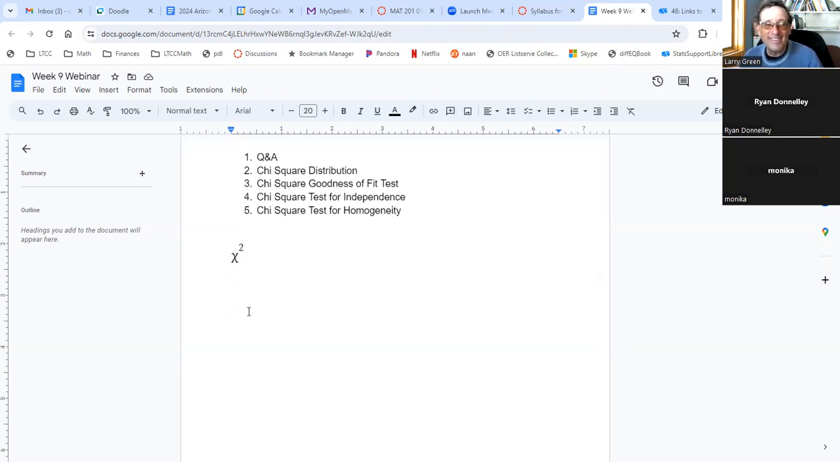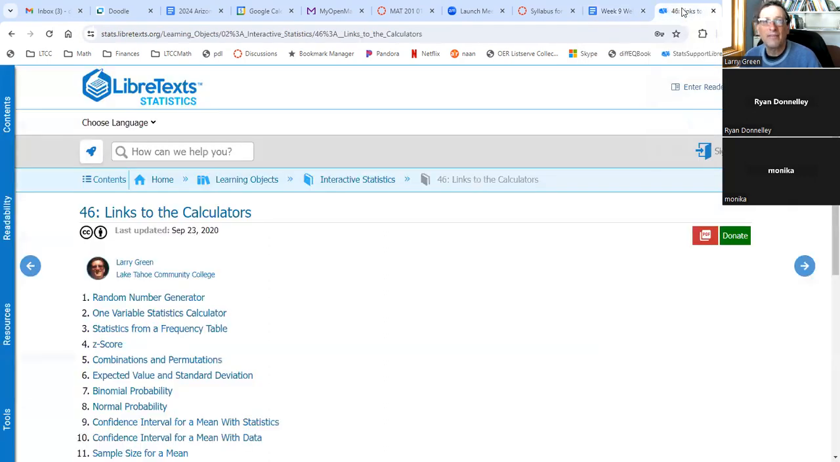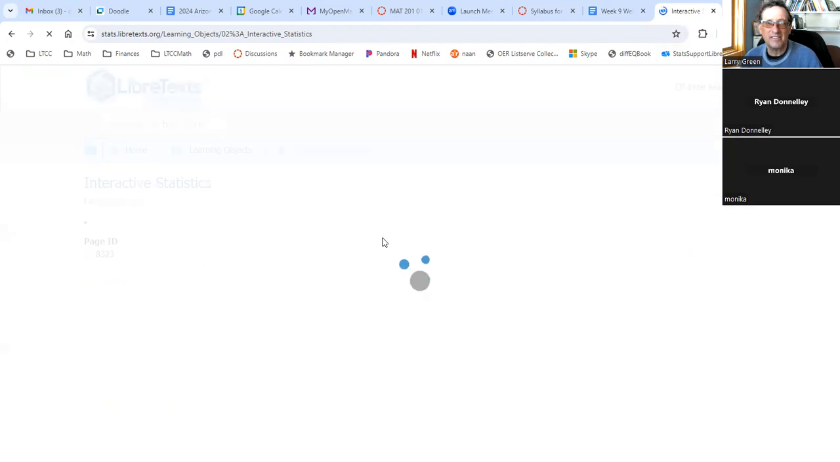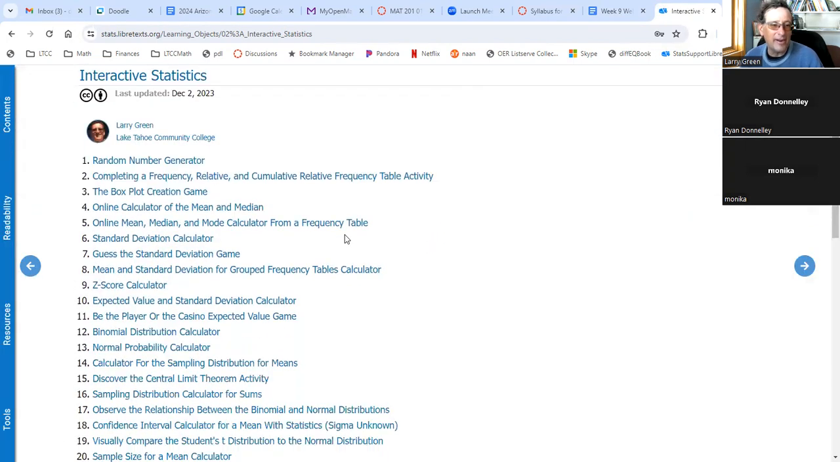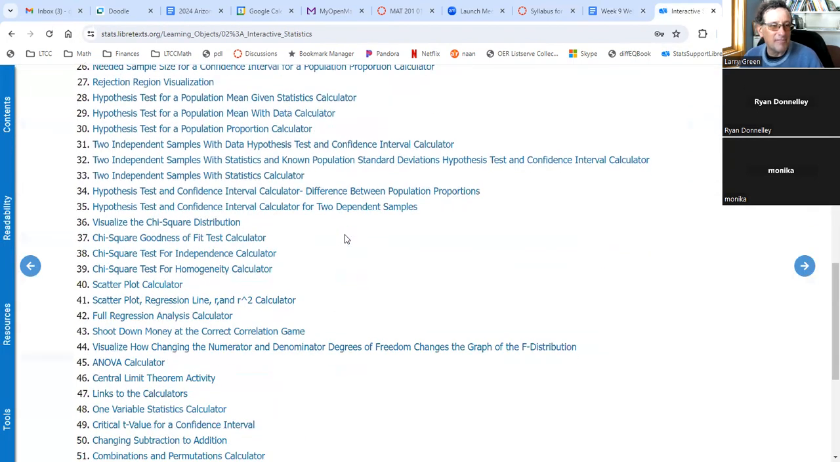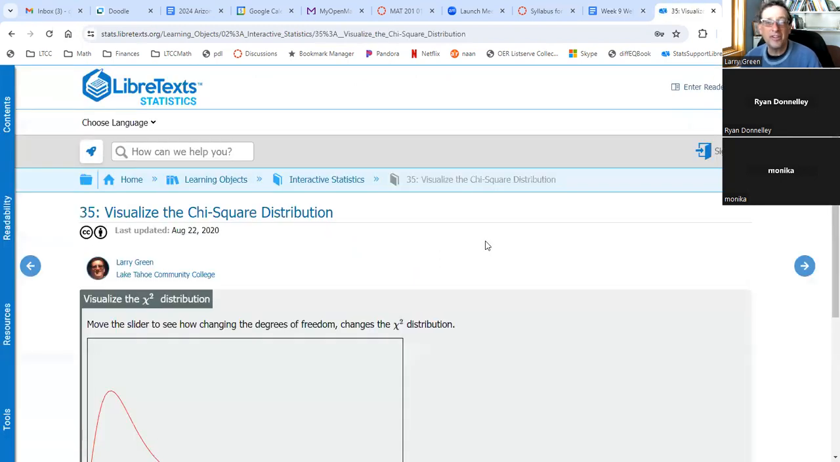So what we want to do is look at this chi-squared distribution. I figured I'd just show you a little bit what it looks like. By the way, if I go to links to calculators and I go to interactive statistics, that button there, I can actually find a whole lot more stuff. And there's a visualize the chi-squared distribution.